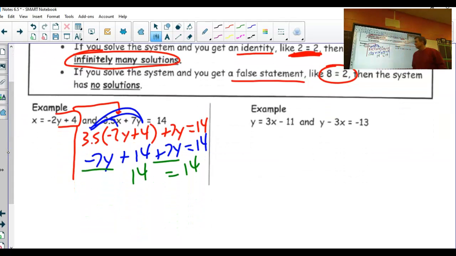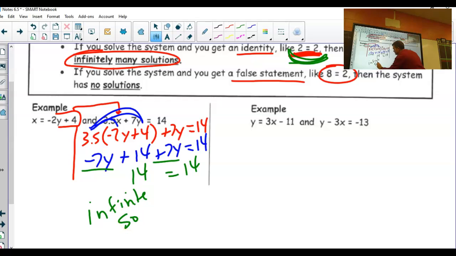This problem, let's see, the variables canceled out, but I was left with a true statement, which means this one has infinite solutions. Now, notice it's not all solutions. There are infinite solutions, but not every ordered pair is a solution. So it's not like a single equation where it might be all real numbers. It is just there's infinitely many ordered pairs that work. But not all ordered pairs work.